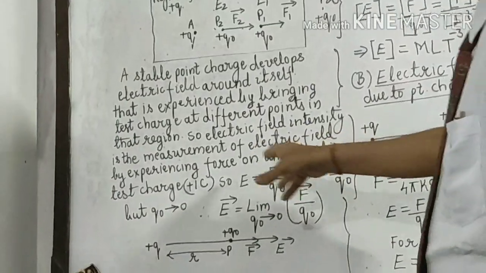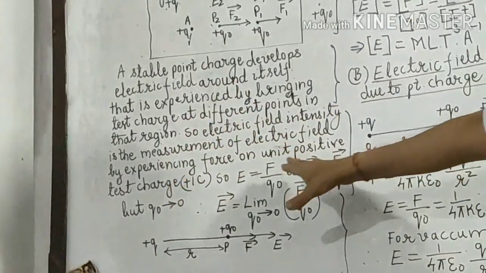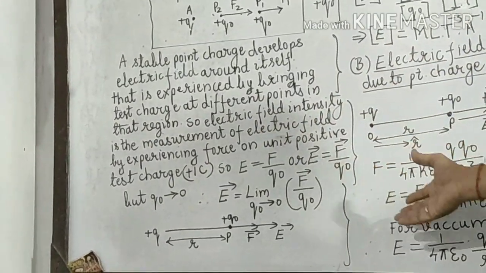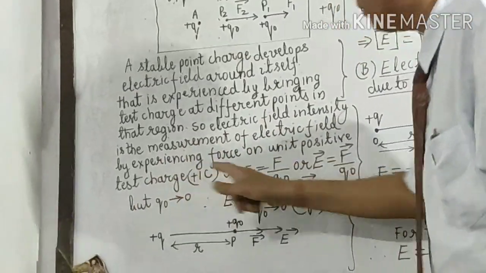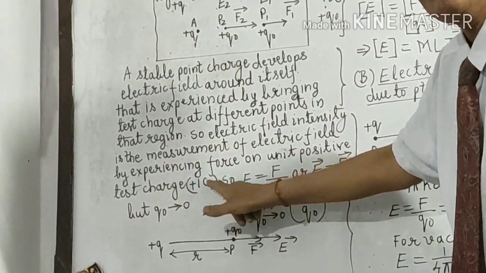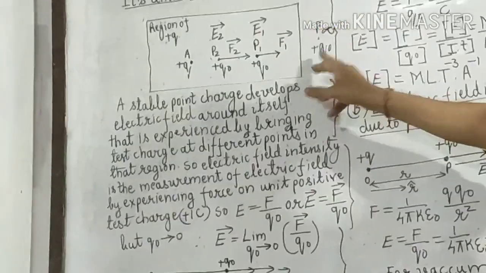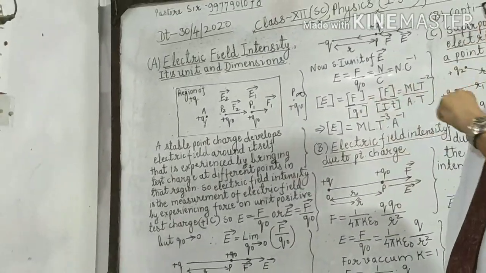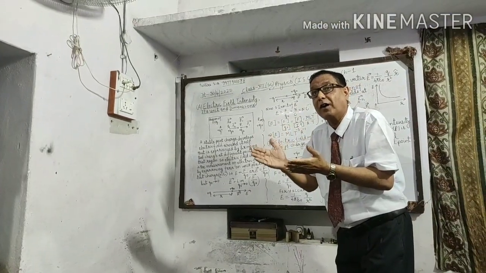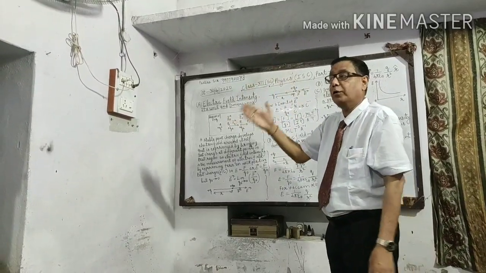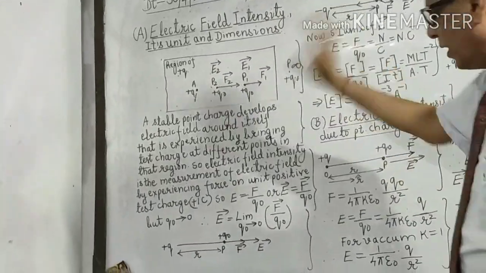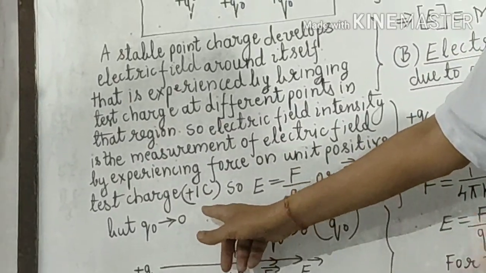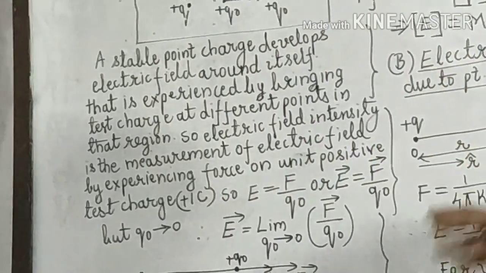So the electric field intensity is the measurement of electric field by the force experienced on a unit positive test charge. Unit positive test charge is represented by plus 1 C. The value of this plus Q naught should be very small, but not less than the ultimate charge, that is the value of an electron, 1.6 into 10 to the power minus 19. So we have generally taken the easy numerical value plus 1 C.